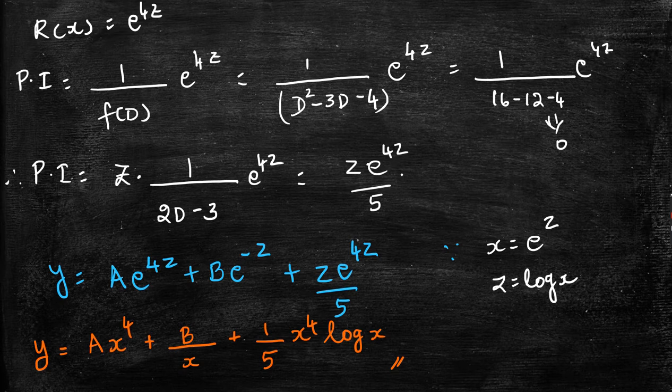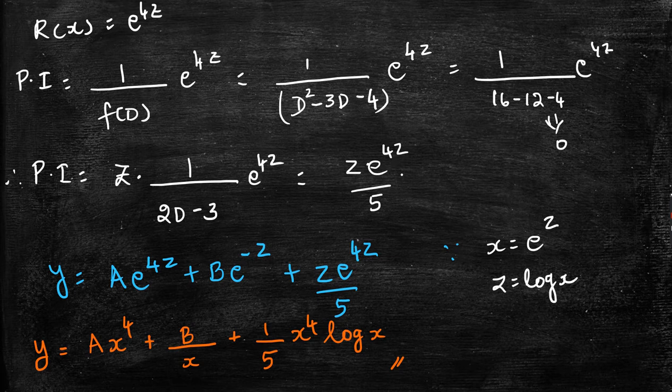So here r(x), that is my RHS, will be e^(4z). So for an exponent term, my particular integral will be as such. My f(D) is D² − 3D − 4 and e^(4z). So I have to substitute D instead of 4, right? So on substituting, I get my denominator to be 0. So I don't need this. So I have to differentiate my denominator.